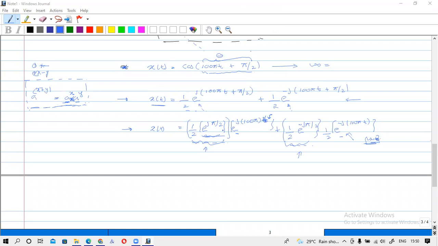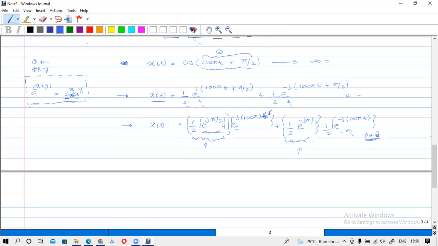No, that is not the omega naught. What is omega naught? This is the omega naught, no? So this is your frequency. Omega naught is 105. If you want to find the fundamental period, what is that? It is 2π by omega naught, that means 2π by 105.